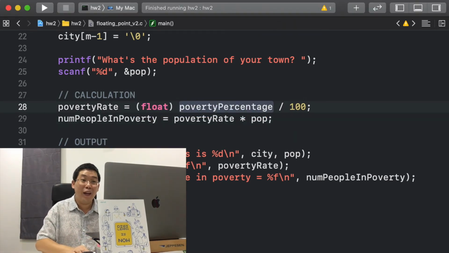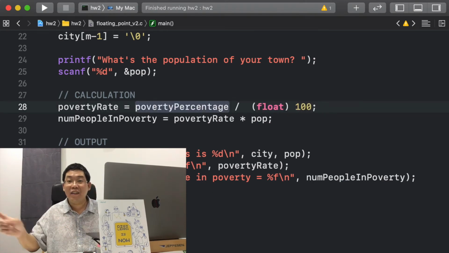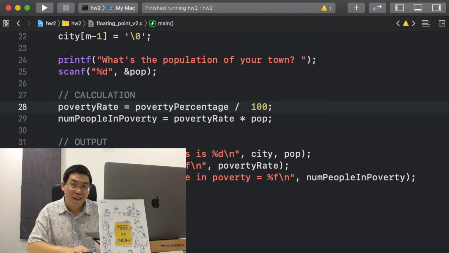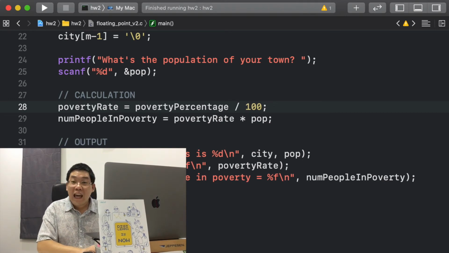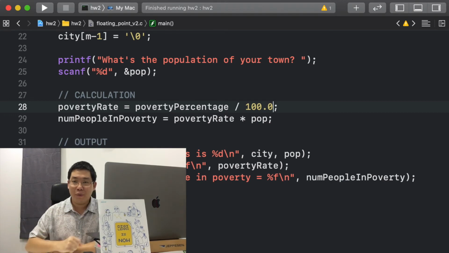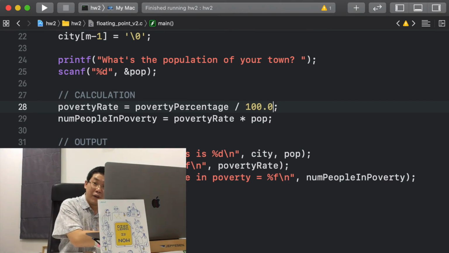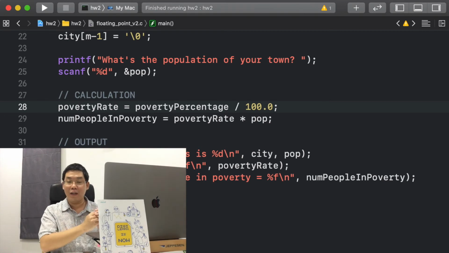Again, this is not the only way. You can always do something like this, casting both of them, or casting the other one. Can you do something simpler? Yes, you can. You can just add 0.0 after 100. And 100 suddenly will change from an integer to a double. That's the magic. And once it becomes a double, then the result after division will also be a double. And it will be stored in a float variable, which will lose some accuracy, but that will be okay for our application. Let's try.